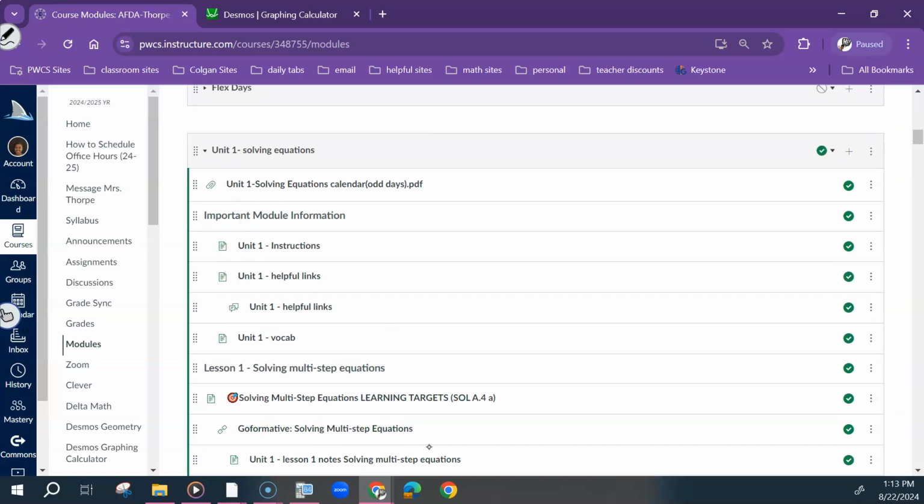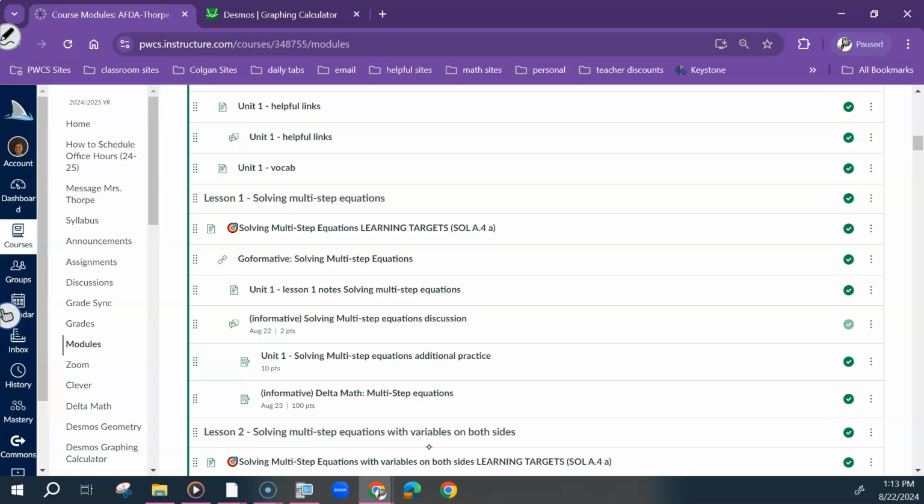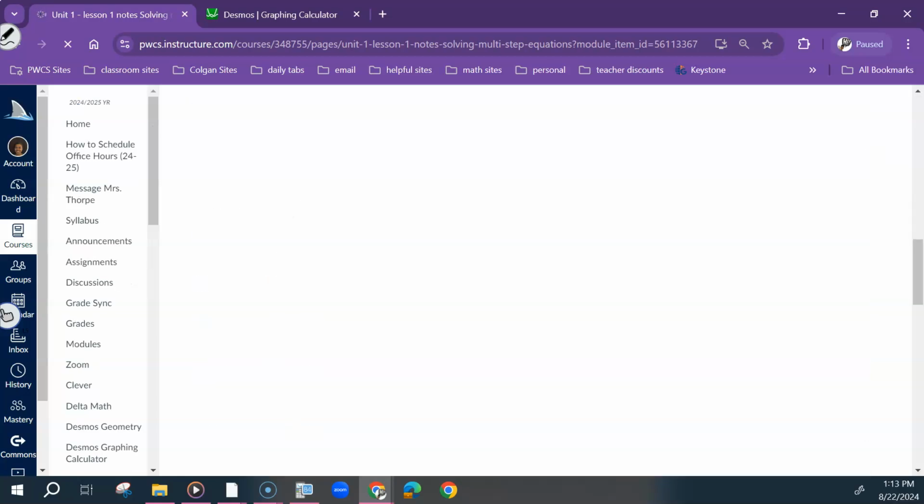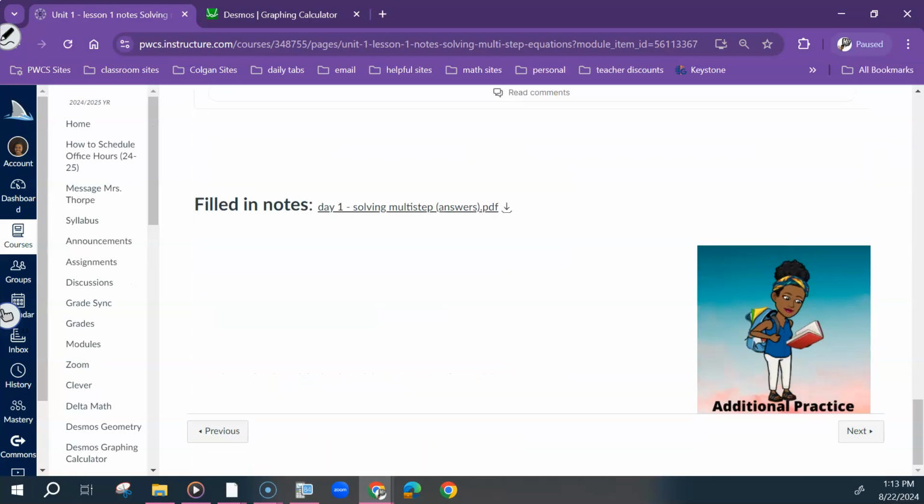Go to Unit 1, Modules. Find the Lesson 1 notes. So Modules, Unit 1, Lesson 1 notes, and at the very bottom are the filled in notes if you need them. Okay. Besides that, you shouldn't have your iPad open, but if you have that on your iPad, that is fine.